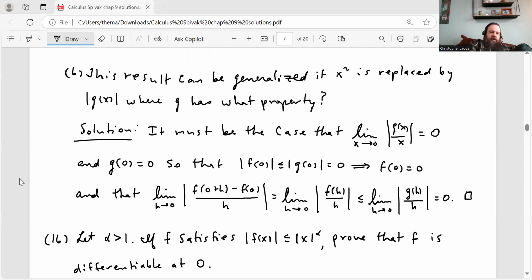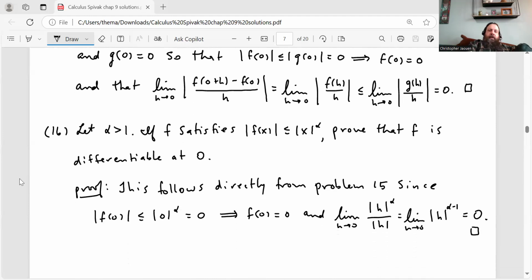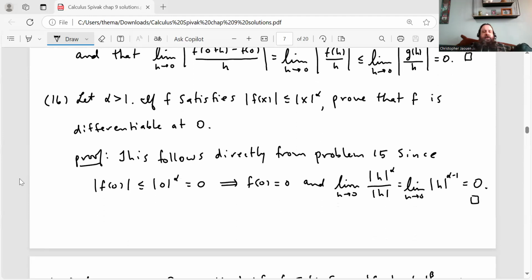So that's question 15. All right, question 16. Let alpha be greater than 0. If f satisfies the absolute value of f of x is less than or equal to the absolute value of x to the alpha, prove that f is differentiable at 0.